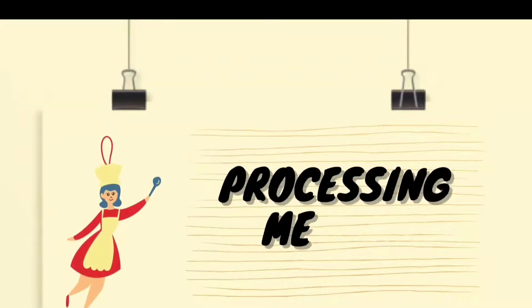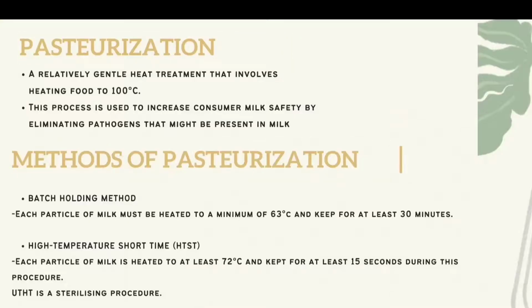Processing method. Pasteurization is a relatively gentle heat treatment that involves heating of food to around 100 degrees Celsius. Pasteurization is used to increase consumer milk safety by eliminating disease-causing bacteria, which are known as pathogens, and it helps to improve the shelf life and quality of the milk products.